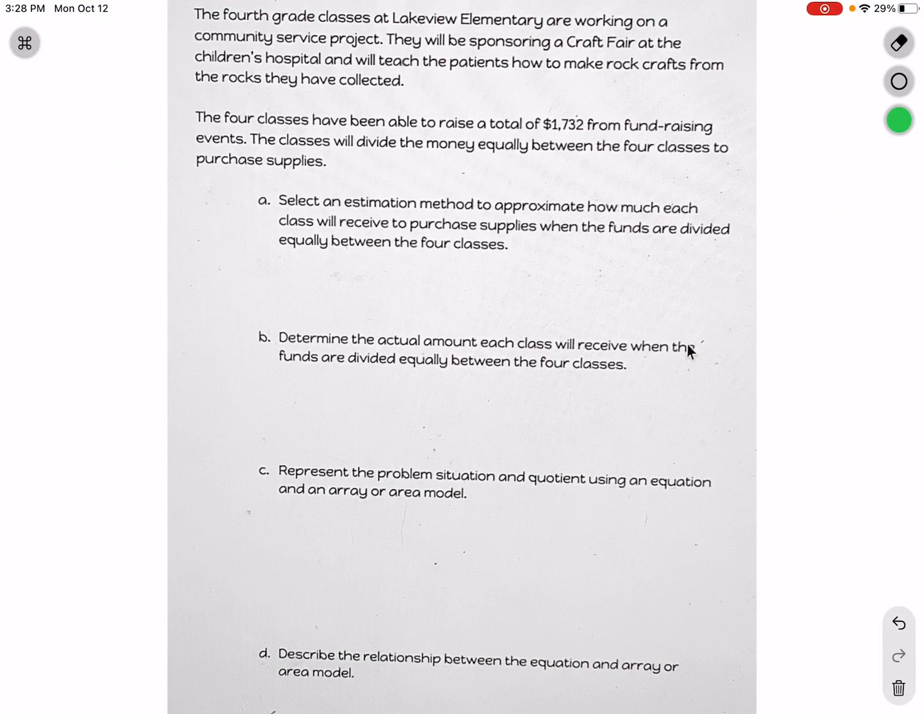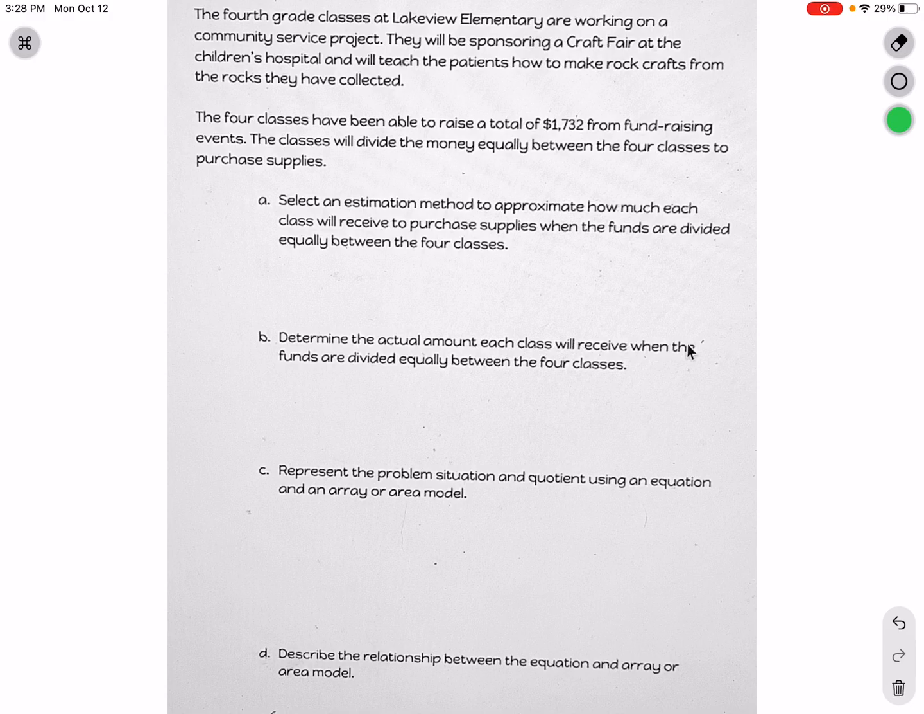Hello, Mr. Williams here. Today we're going to work another multi-step problem, very much like you'll see on your unit test. The fourth grade classes at Lakeview Elementary are working on a community service project. They will be sponsoring a craft fair at the Children's Hospital and will teach the patients how to make rock crafts from the rocks they have collected.